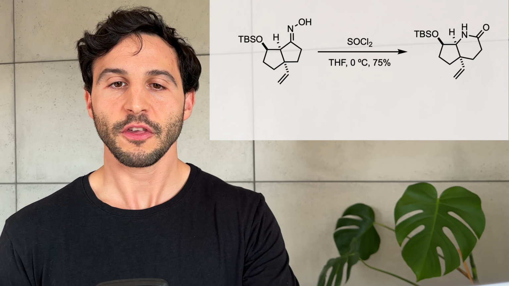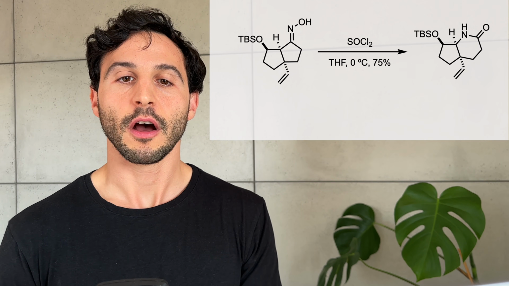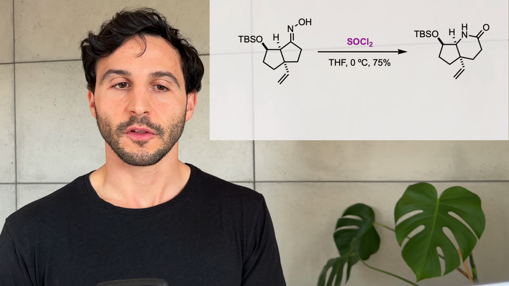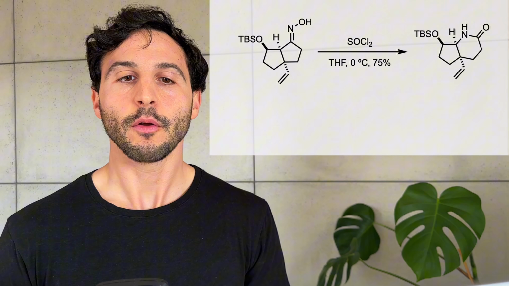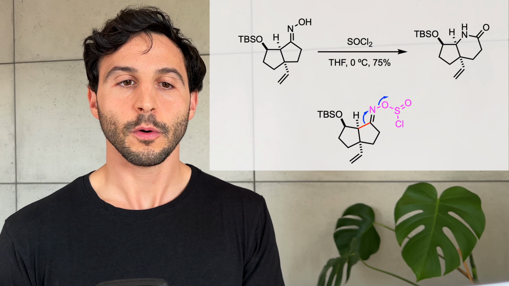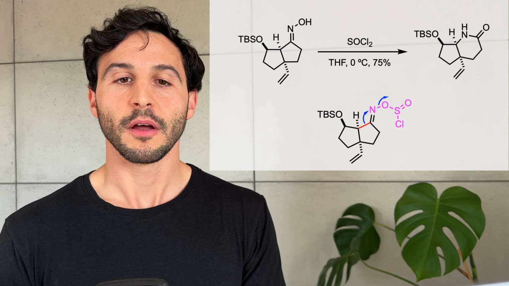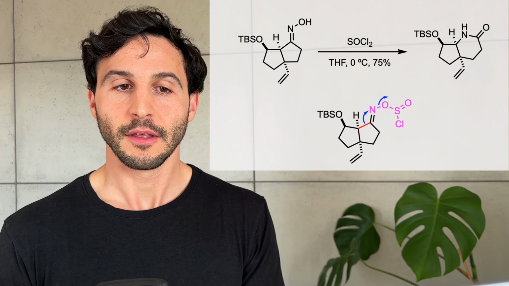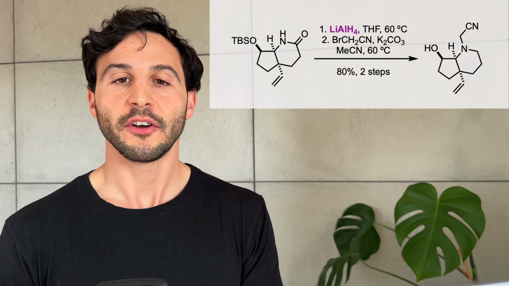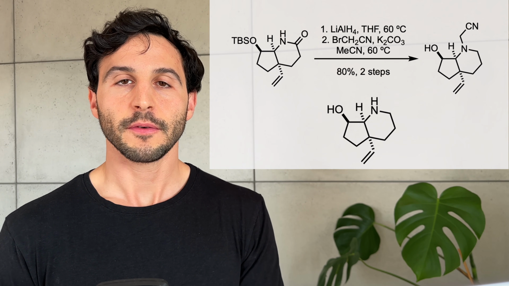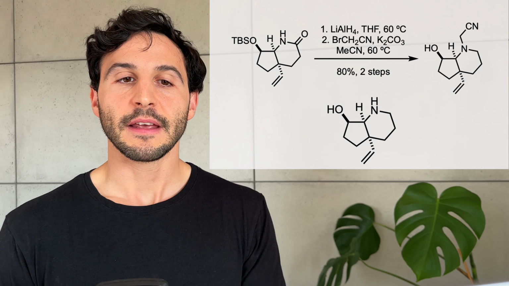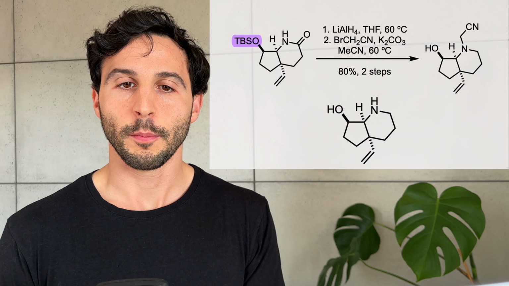The Beckmann rearrangement allows the conversion of an oxime to the corresponding amide under acidic conditions. The stereochemical outcome of this rearrangement is predictable. The R group, anti to the leaving group on the nitrogen, migrates. Treating the lactam with lithium aluminum hydride results in the formation of a secondary amine. These conditions also result in the cleavage of the silyl protecting group.